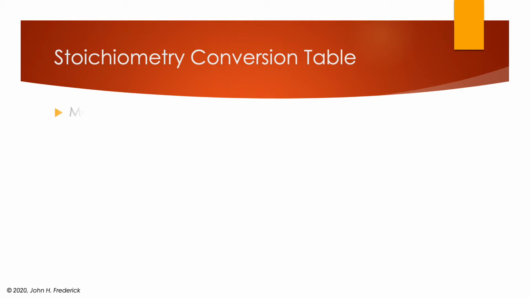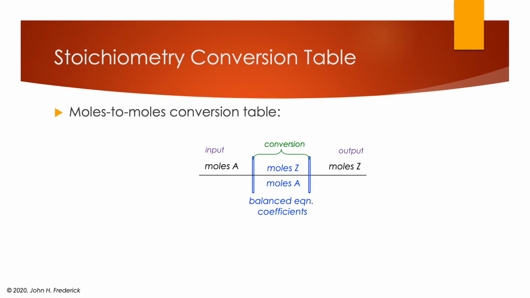So we're going to start by looking at this mole-to-mole conversion table that we discussed in another video. It looks something like this. This is one where we are given moles of one substance, A, and we need to convert it to moles of another substance, Z. And it involves just one conversion factor, which is basically the mole ratio, moles of Z to moles of A. Now, how is this going to change in a solution?